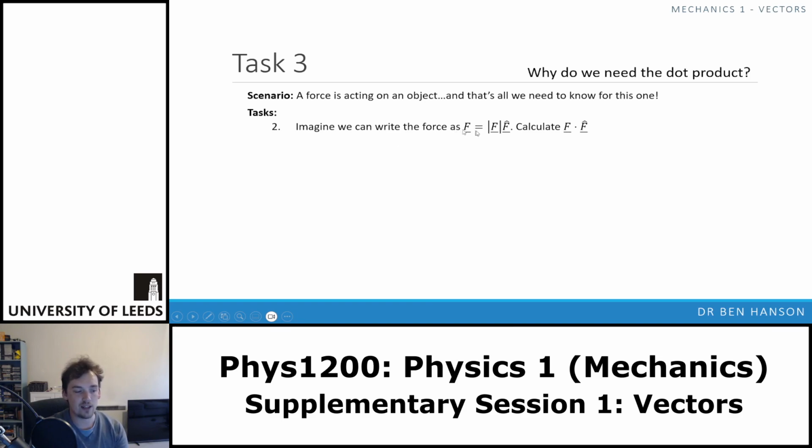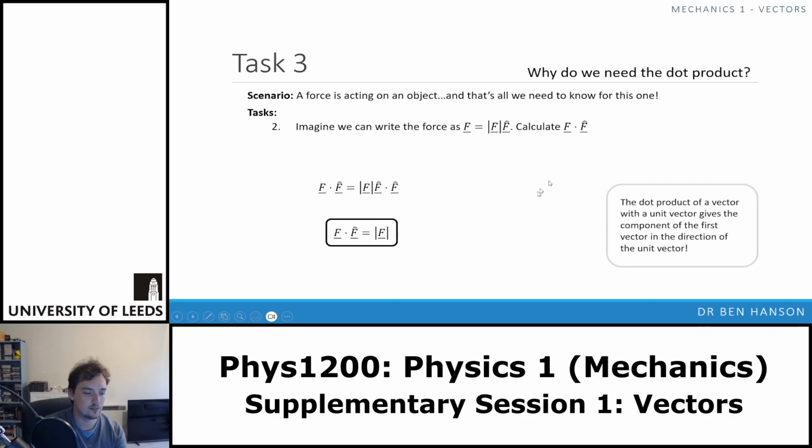So now imagine we can write the force as a magnitude times some arbitrary direction, and calculate the dot product of that force into that direction. Well, F dotted into its own unit vector is the magnitude of F dot that direction. The cos of the angle between these two things is going to be 1. So a force dotted into its own unit vector gives its magnitude back. That might be a quick way of calculating the magnitude if you already know the unit vector.